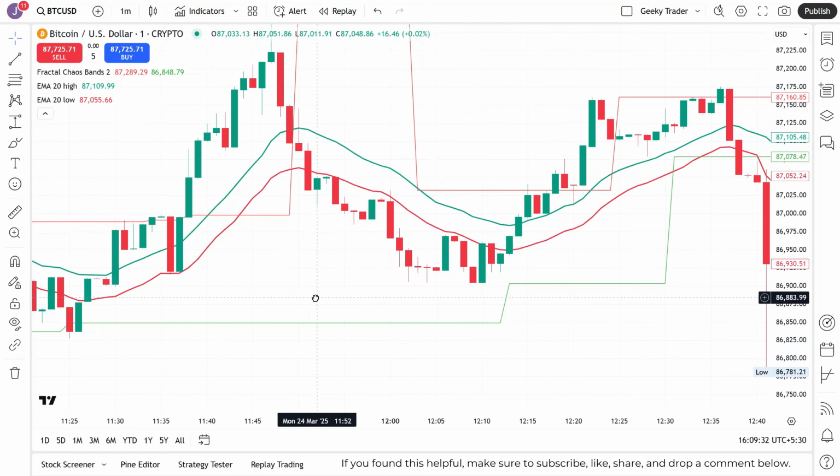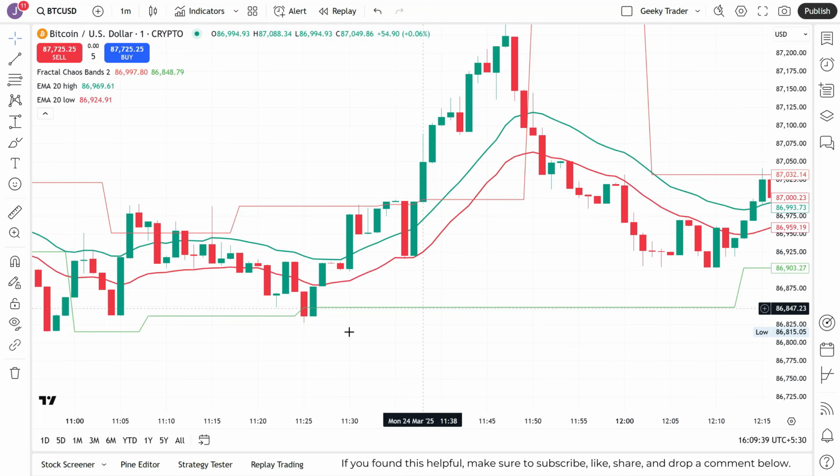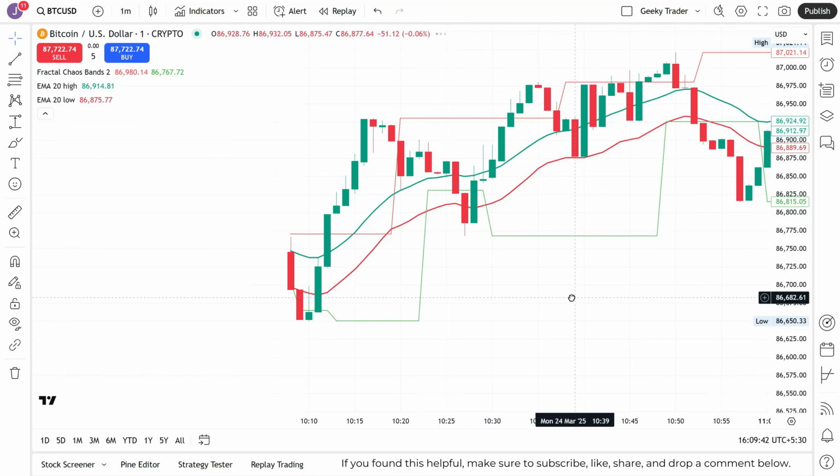Let's take a look at this sell signal right here. The price has closed below the 20 EMA low, red line, which confirms a short trade opportunity. This means that the market is showing bearish momentum, and we can take advantage of this downward move. For trade management, stay in the trade as long as the price remains below the 20 EMA low, allowing the trend to continue in our favor. Exit the trade when the price moves back above the 20 EMA low, as this could indicate a potential reversal. This setup is perfect for scalpers as it provides quick, precise entries and exits without holding positions for too long.